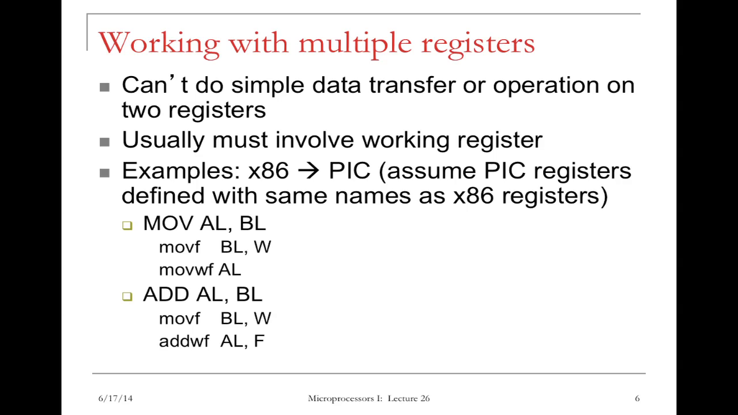Similarly, for addition instructions, ADD AL, BL. This is an instruction for Intel assembly language. And to do the same operation in PIC, we will need to use two instructions. First is to copy the value from BL to the working register. And the second instruction, ADDWF, is to do the addition operation on the working register and AL, and the result is going to be put into AL because of this comma F.